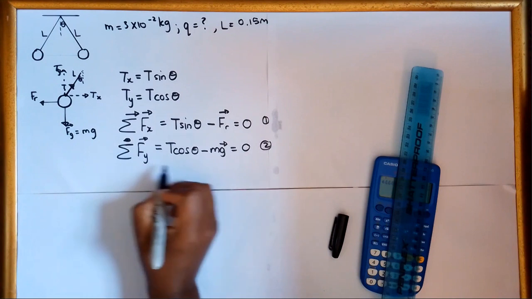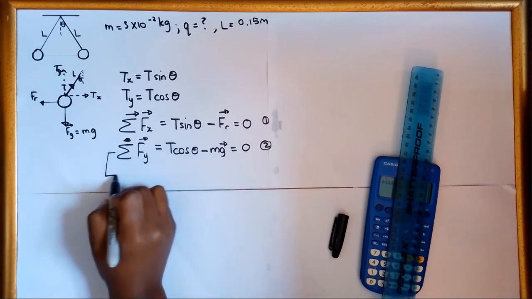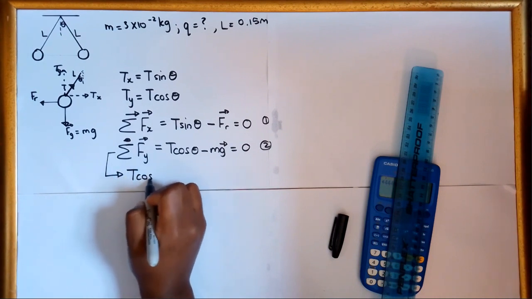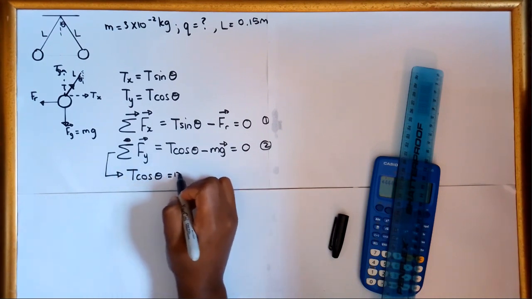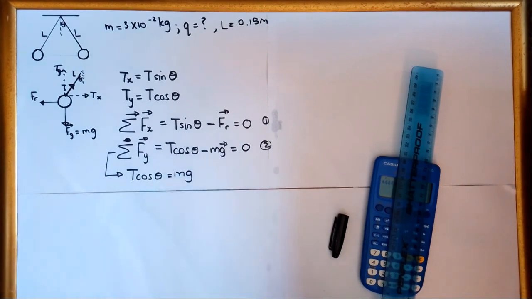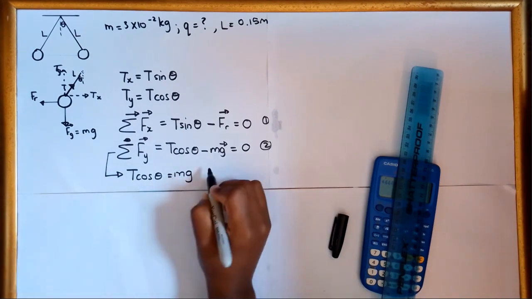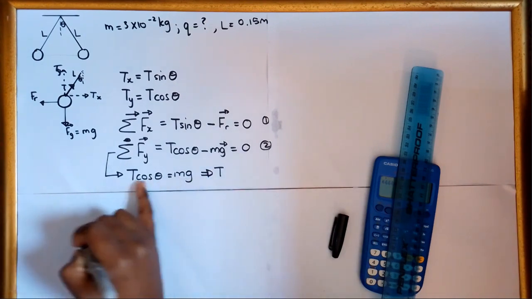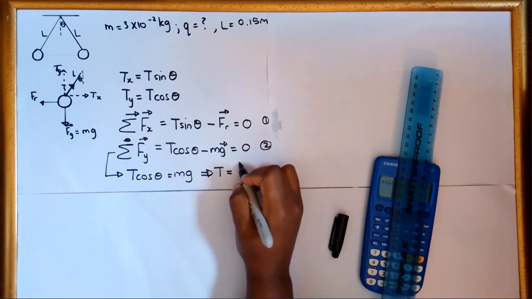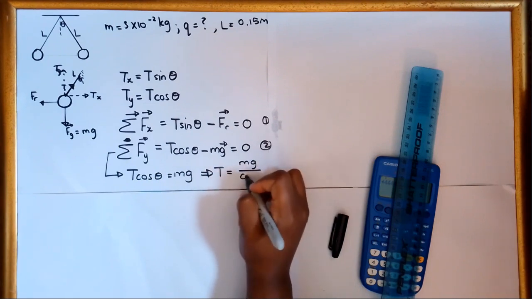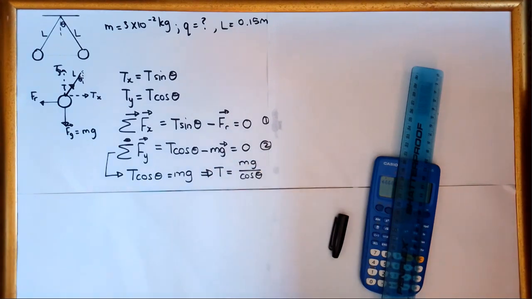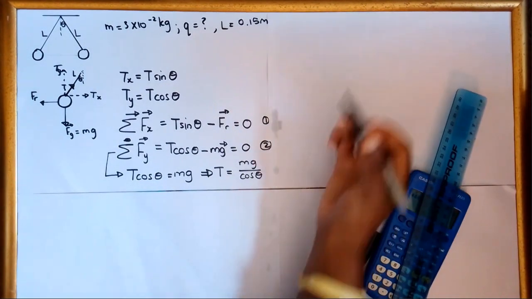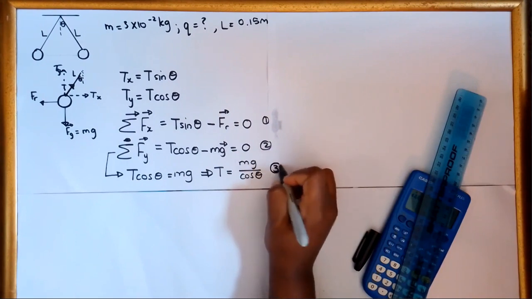And then we can set, using this formula, we can easily see that T cos theta is equal to mg. We can rewrite this, making T the subject of the formula: T is equal to mg over cos theta. I'm going to call this equation 3.